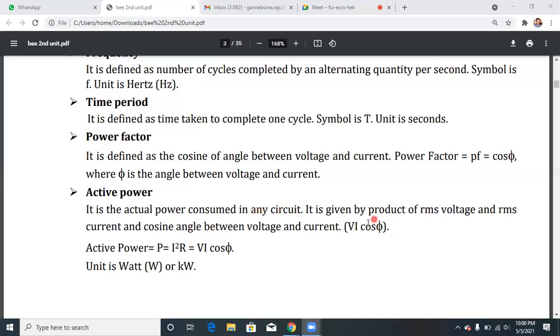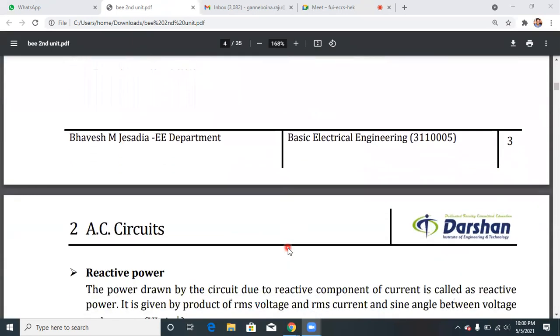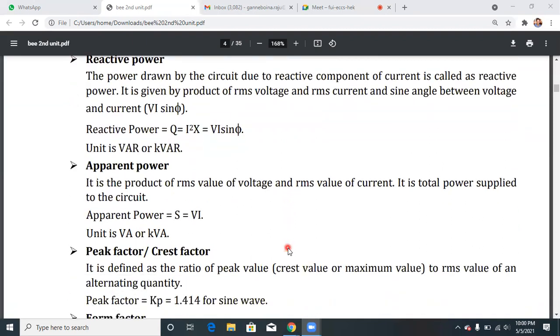It is given by the product of RMS voltage and RMS current and cos phi, V RMS into I RMS into cos phi. That is called active power, and then reactive power. So what is meant by reactive power? The power drawn by the circuit due to the reactive component of current is called reactive power.